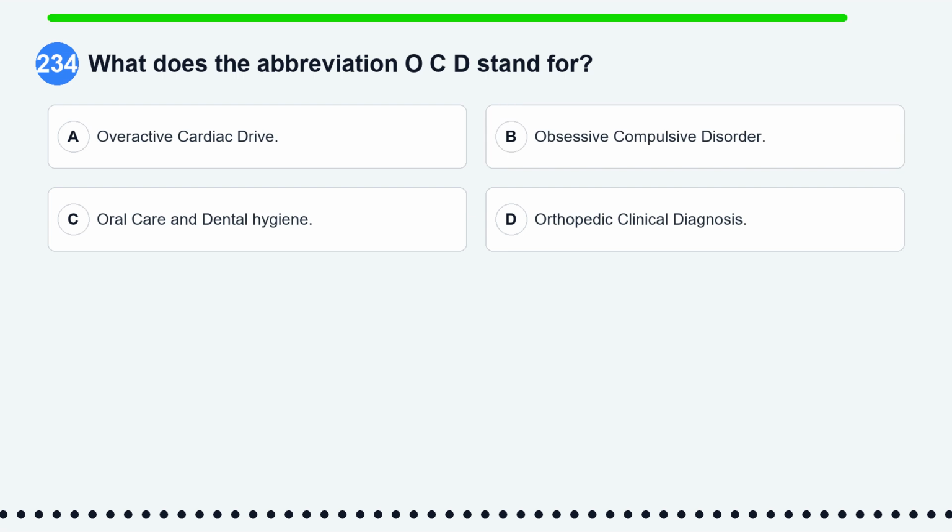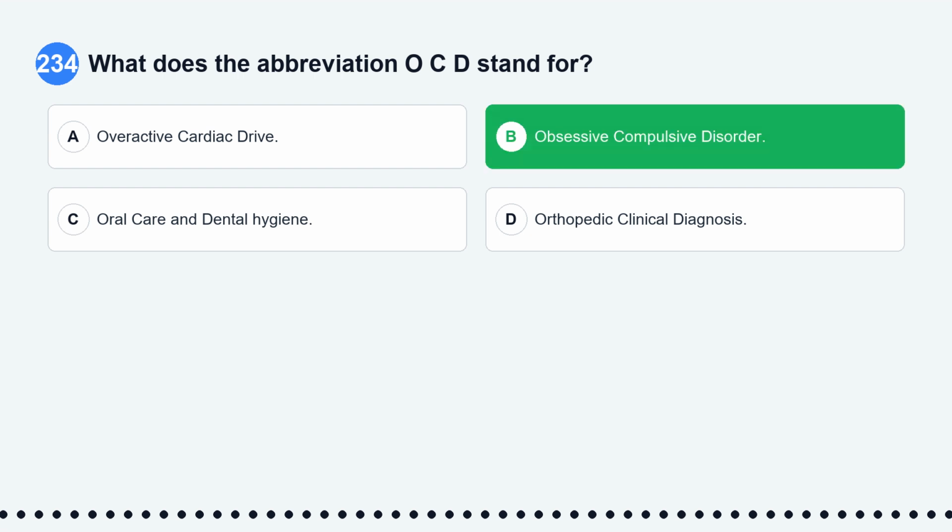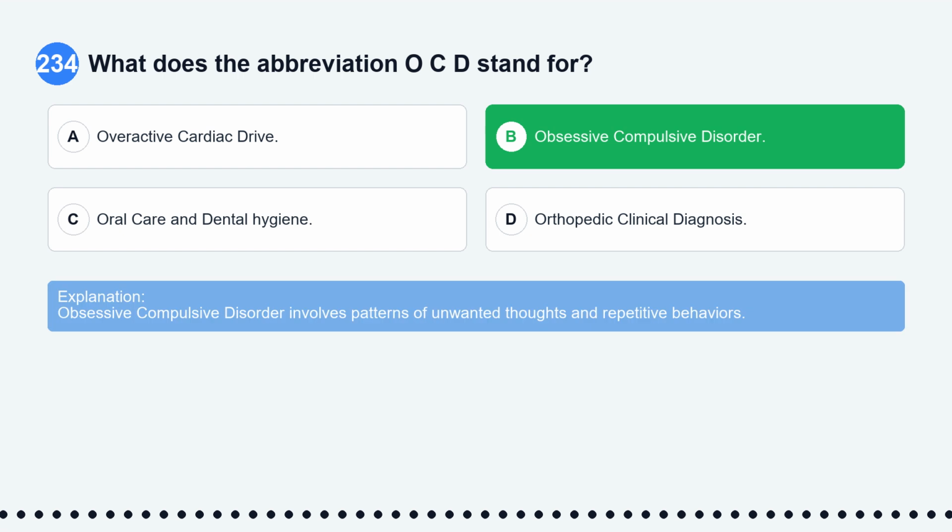Question 234. What does the abbreviation OCD stand for? Option A, overactive cardiac drive. Option B, obsessive compulsive disorder. Option C, oral care and dental hygiene. Option D, orthopedic clinical diagnosis. The correct answer is option B, obsessive compulsive disorder. Obsessive compulsive disorder involves patterns of unwanted thoughts and repetitive behaviors.